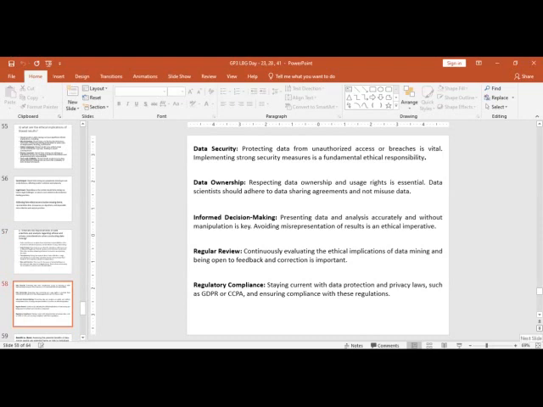Data security. Protecting data from unauthorized access or breaches is vital. Implementing strong security measures is a fundamental ethical responsibility. Respecting data ownership and usage rights is essential. Data scientists should adhere to data sharing agreements and not misuse data.